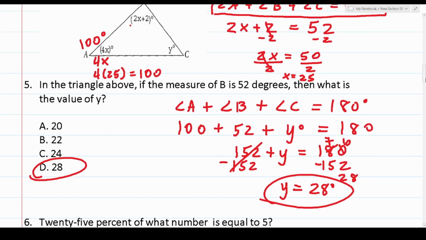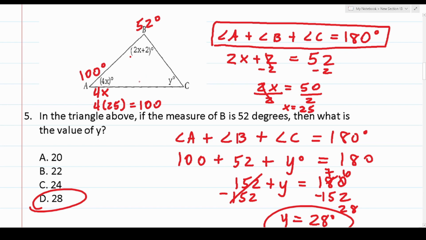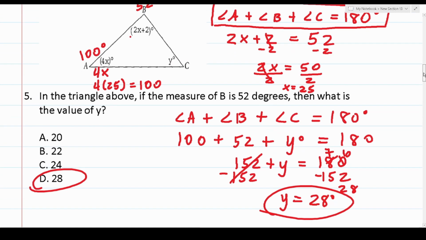Okay, so pretty challenging problem. You had to combine your knowledge of some basic algebra to solve for x, which enabled you to find the measure of angle A, and then you had to use the triangle sum theorem to figure out what y was. So multiple steps in that problem, but nothing too difficult.